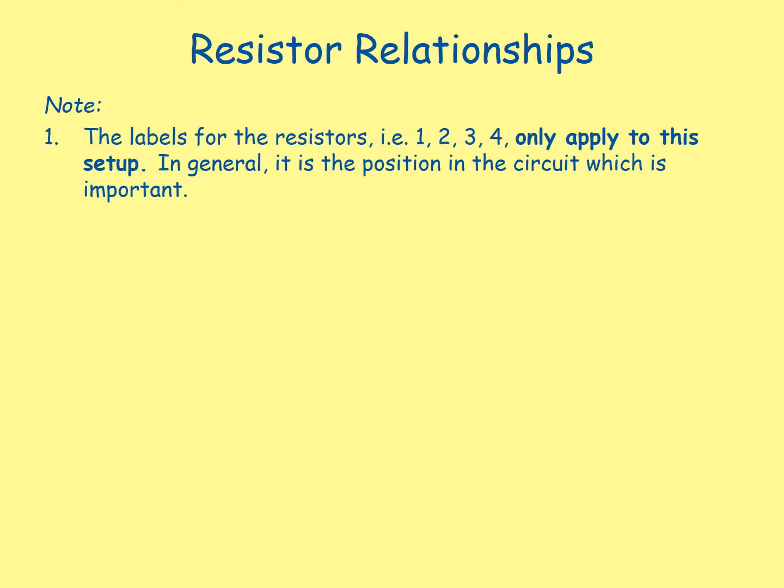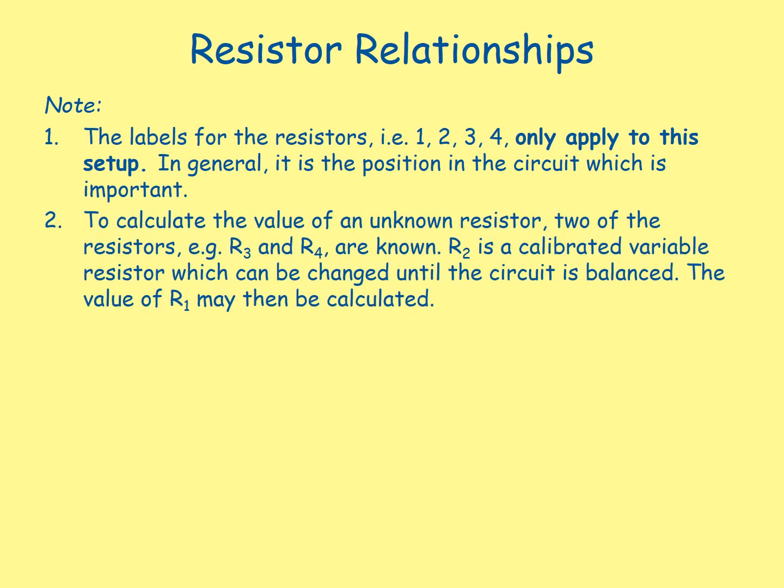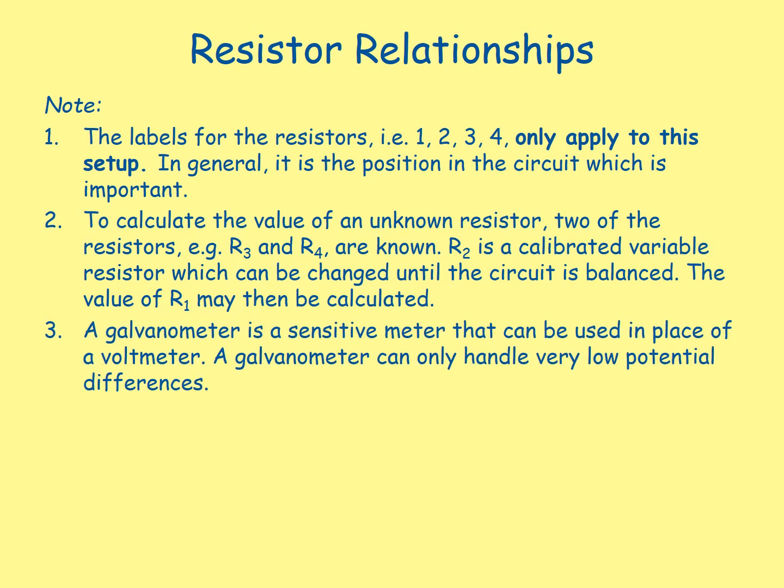Note, the labels for the resistors, i.e. 1, 2, 3, 4, only apply to this setup. In general, it's the position in the circuit which is important, not the numbers themselves. To calculate the value of an unknown resistor, 2 of the resistors, for example R3 and R4, are known. R2 is a calibrated variable resistor, which can be changed until the circuit is balanced. The value of R1 may then be calculated.